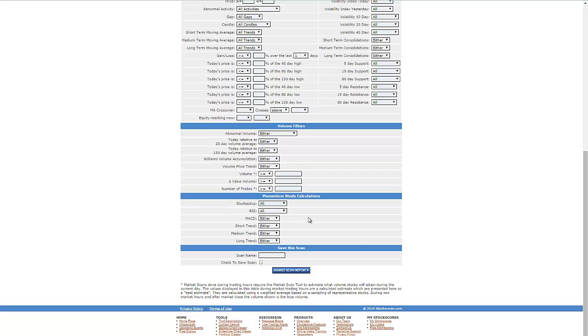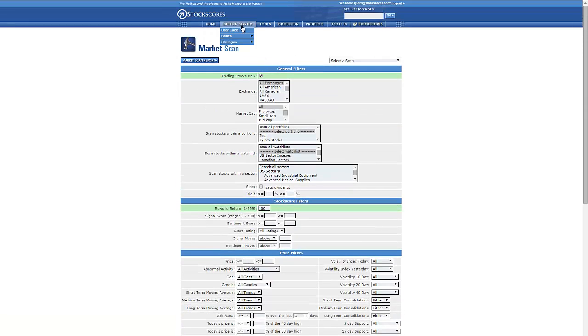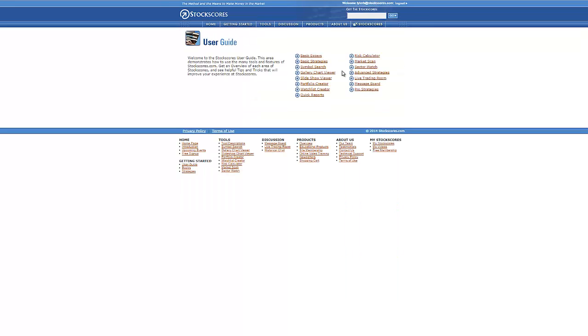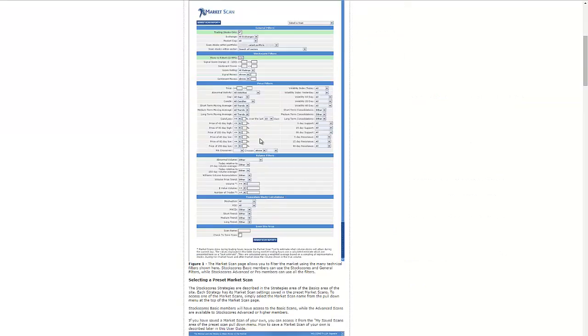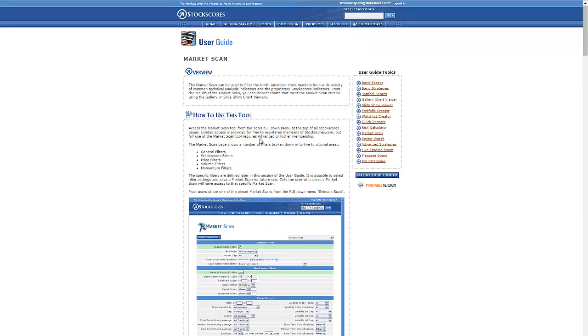Now, once you've gotten used to all these filters, you can start to build your own scan. And if you want detailed explanations of what each of these filters does, go to the Getting Started menu, go to the User Guide, and inside the User Guide, you'll see here the Market Scan. If you click on that, you can get a detailed breakdown of what all these filters do. It's all explained in the User Guide. All right, let's jump back to the Market Scan tool.